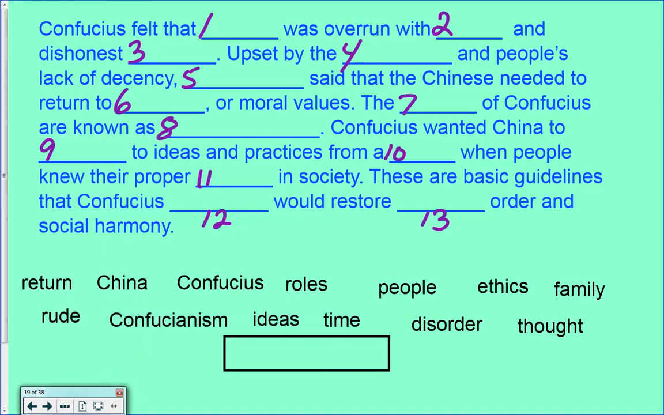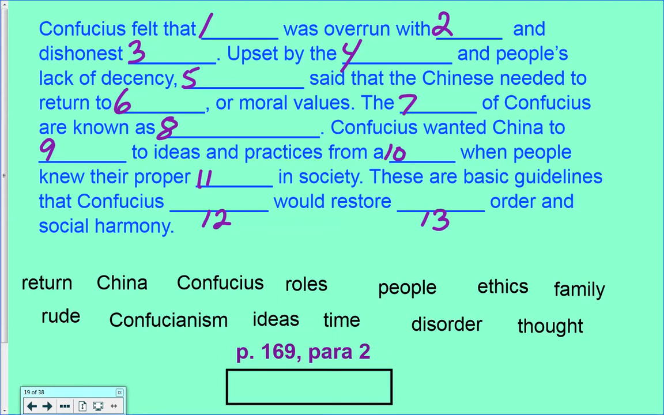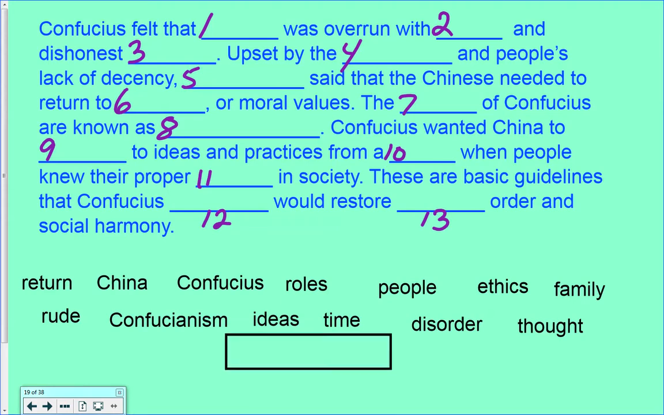you can try this first on your own. You can stop the tape right now and try this on your own. If you want to go straight to the book, you can turn to page 169, paragraph 2, and fill it in from the book. But try it on your own first, okay?